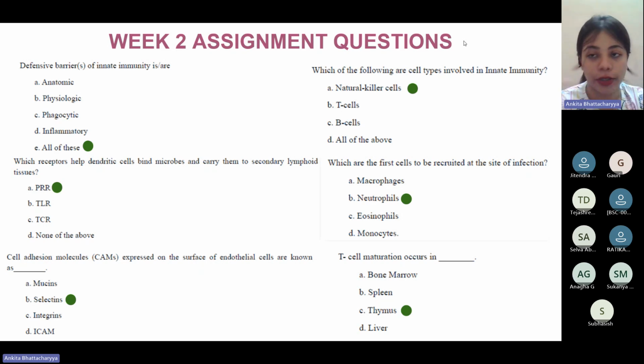So that set of receptors were called pattern recognition receptors. And we looked at different subtypes under that as well, for example, Toll-like receptors, etc. So PRRs, or pattern recognition receptors, are the correct answer to this question.